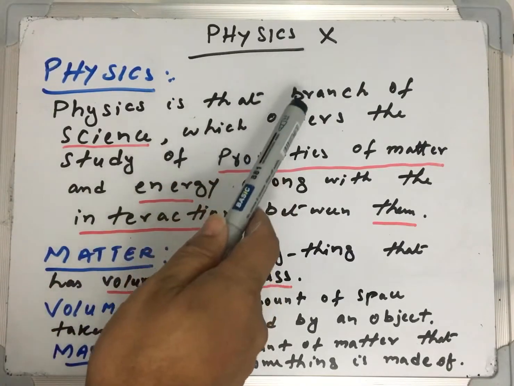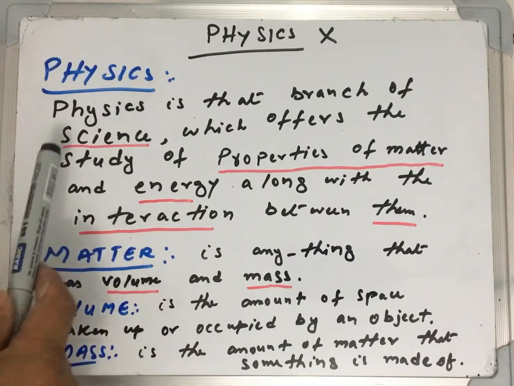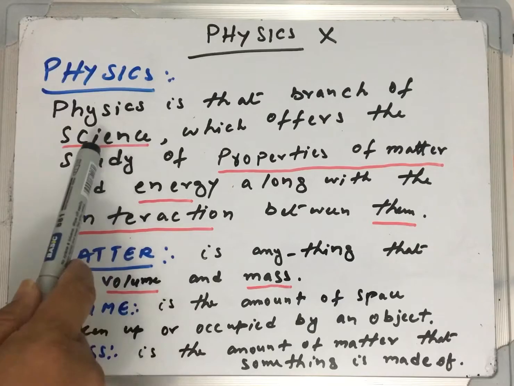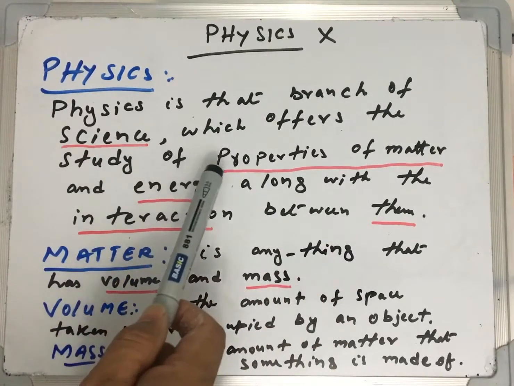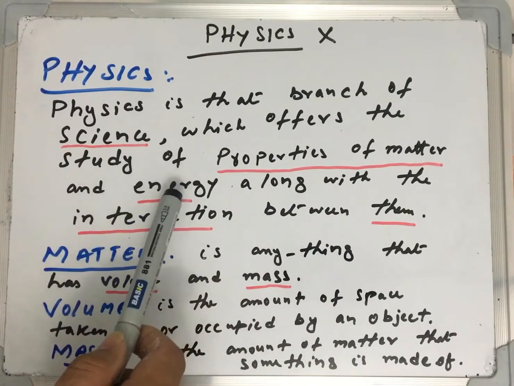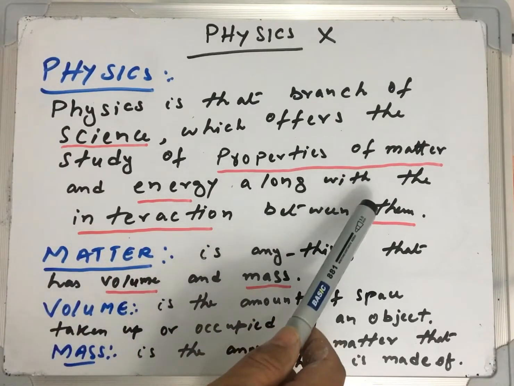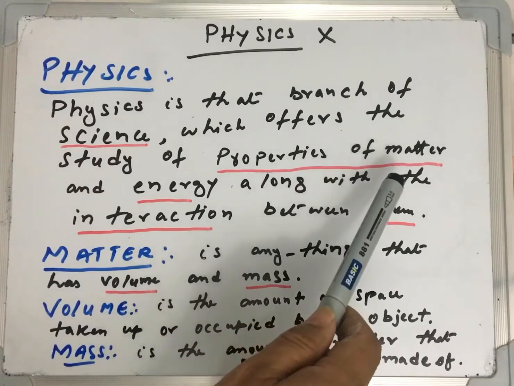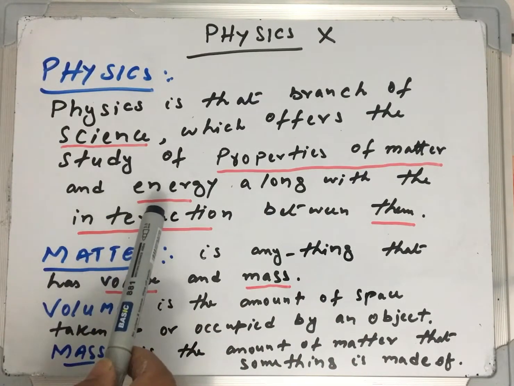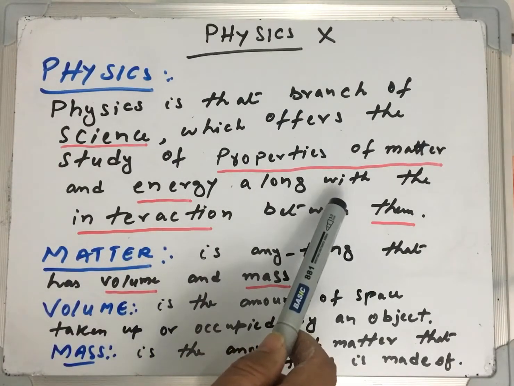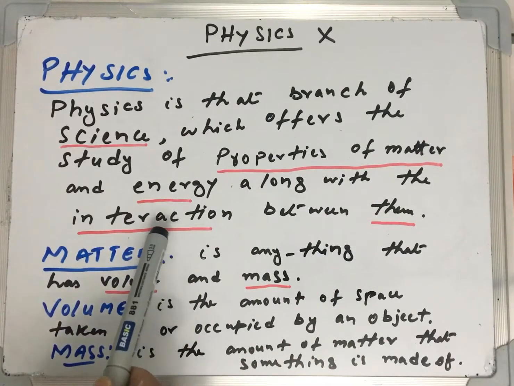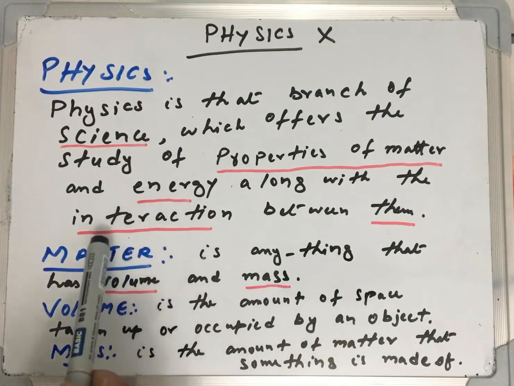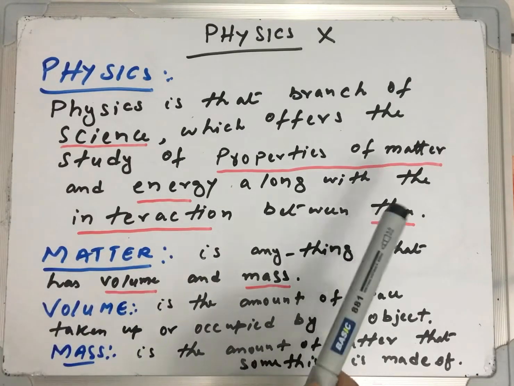Physics Class 10. Definition of physics. Physics is that branch of science which offers the study of properties of matter and energy, along with the interaction between them.